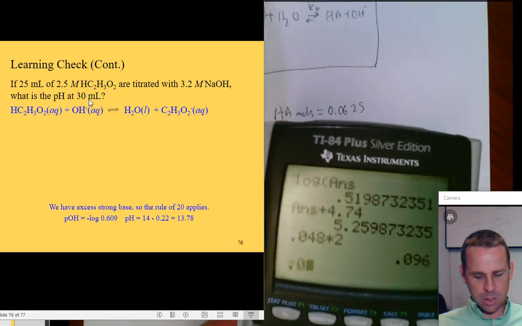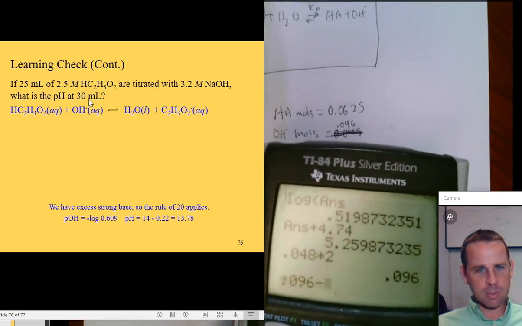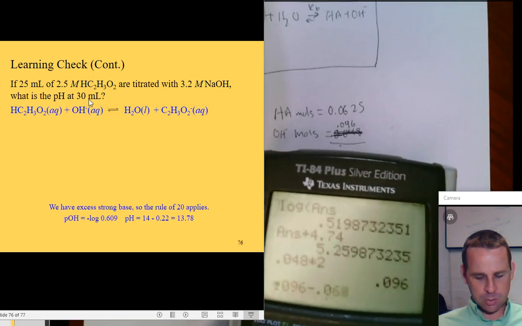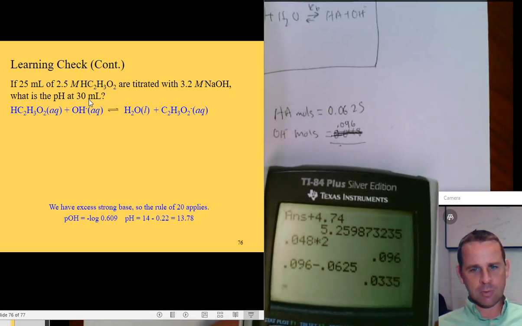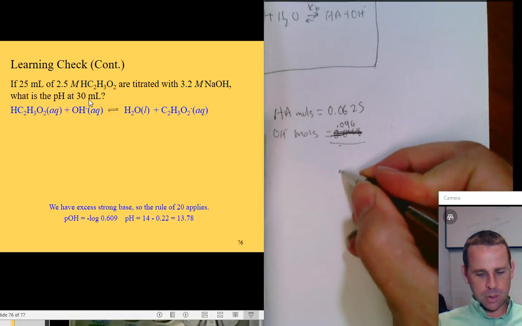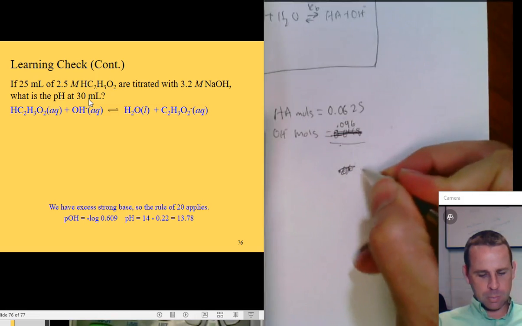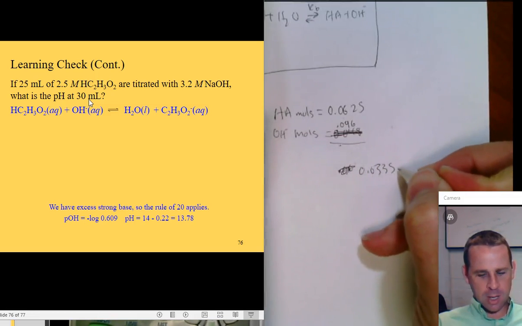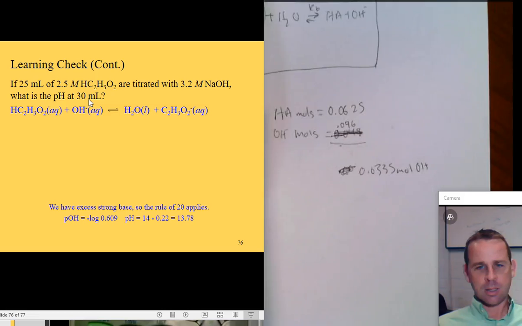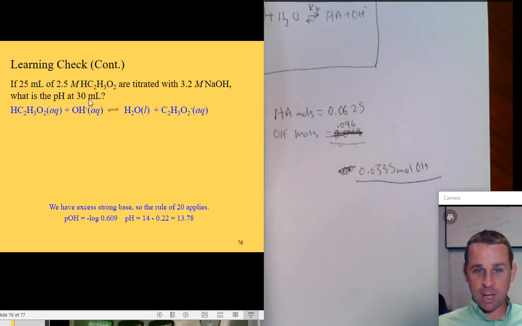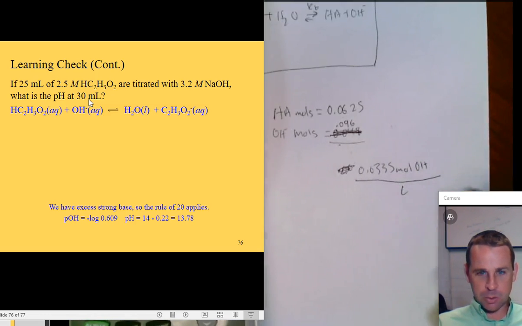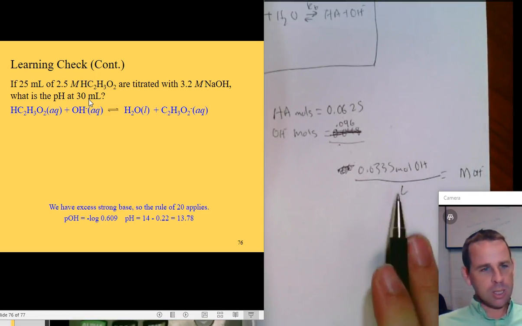So 0.096, which is the moles of base. Subtract how many moles of acid there were, 0.0625, leaving us behind 0.0335 moles of base. And I'm tempted to take the negative log, but no, I have to divide by the liters to make sure I'm in moles per liter, so I know that I'm talking about the molar concentration of the hydroxide ion. So liters, how many liters?